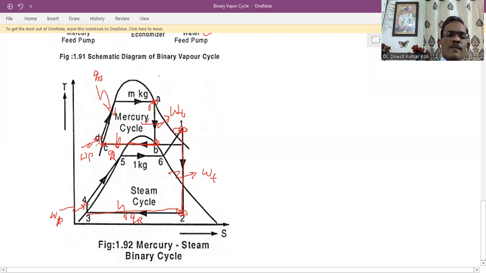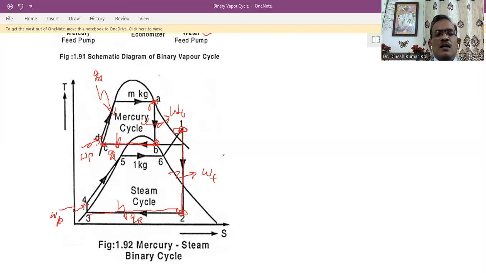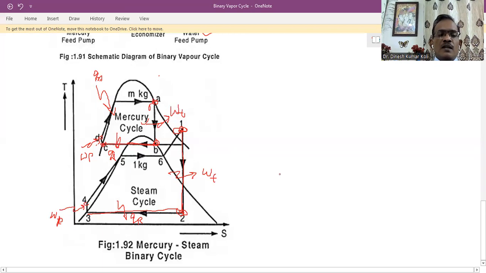So this is how the combined cycle, the mercury-steam cycle, is running, and in that way it increases the efficiency of the cycle. So we can obtain more and more efficiency of the cycle by using two working fluids. Thank you.